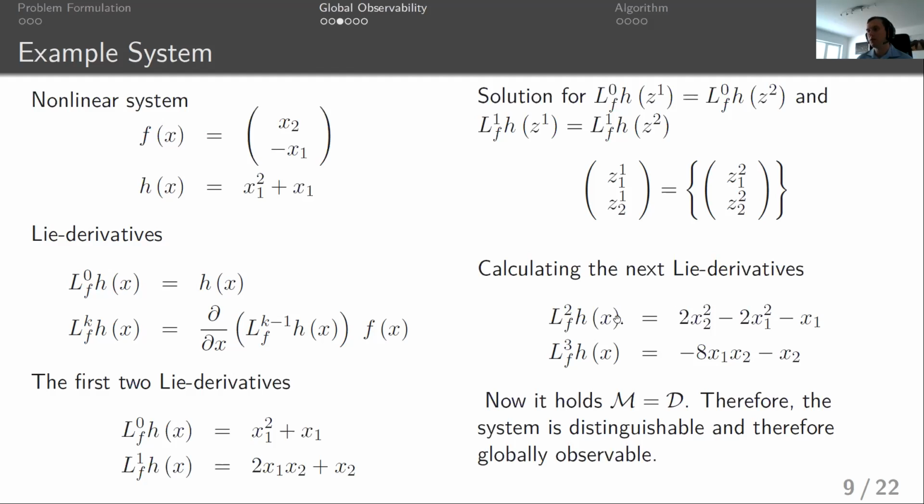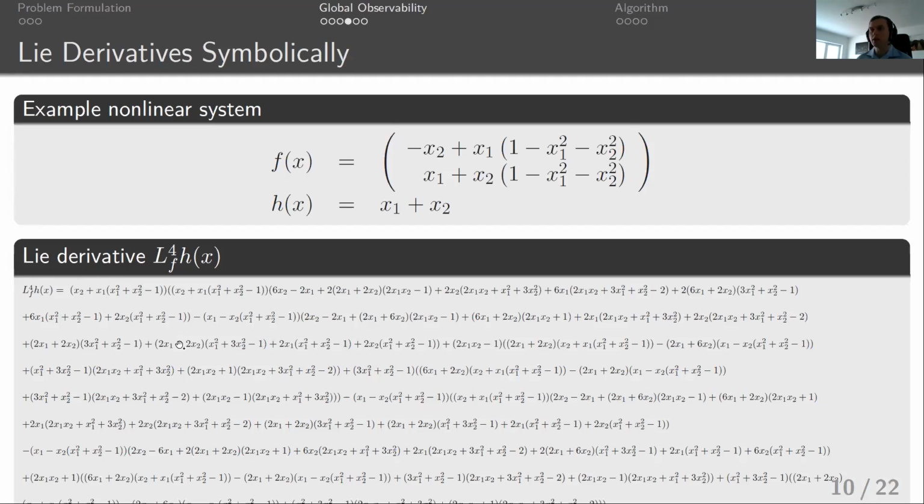However, the problem with the Lie derivatives is the structure of how they are calculated. To get the next Lie derivative, we compute the previous Lie derivative and multiply the system function onto it. If the system function of a nonlinear system is quite a bit more complicated than this one, then this leads to the effect that the Lie derivative itself explodes in length. And this is shown by the next example.